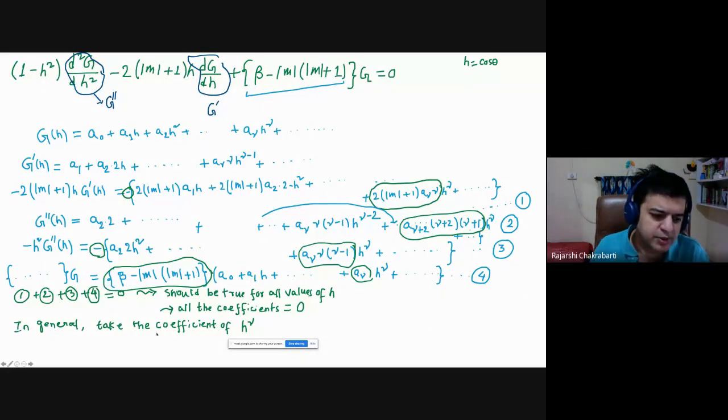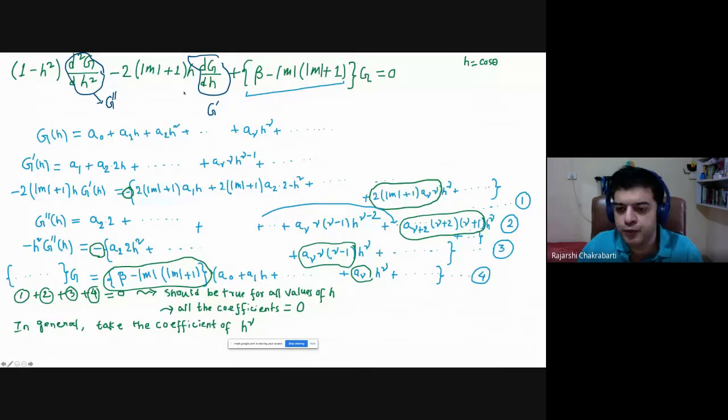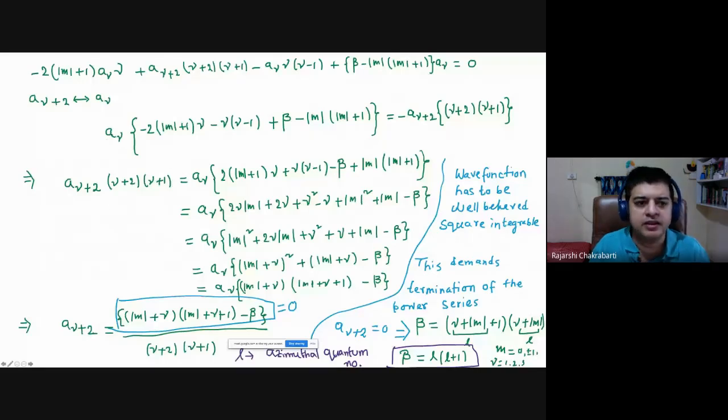So in general, we take the coefficient of h to the power of nu. You just collect the coefficient of h to the power of nu. I have shown you the coefficients, these are the coefficients with this minus sign. If you put them together, this is what you get. If you add them, it is equal to 0, and this gives you a prescription to express a nu plus 2 in terms of a nu. This is called the recursion relation, and a nu plus 2 is given by this expression.